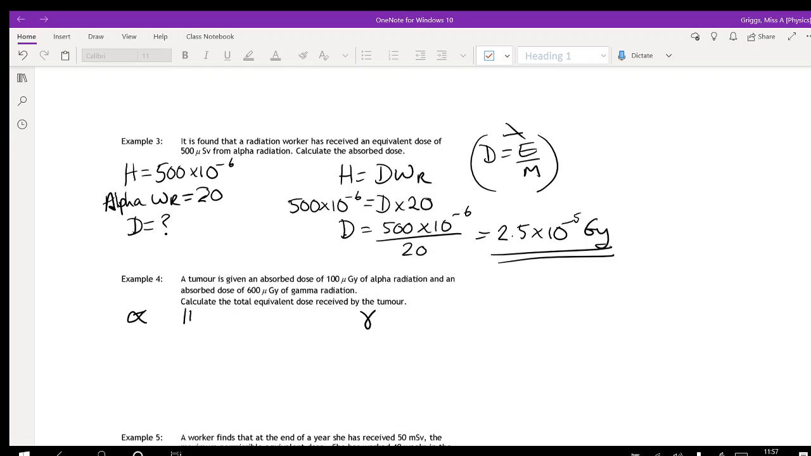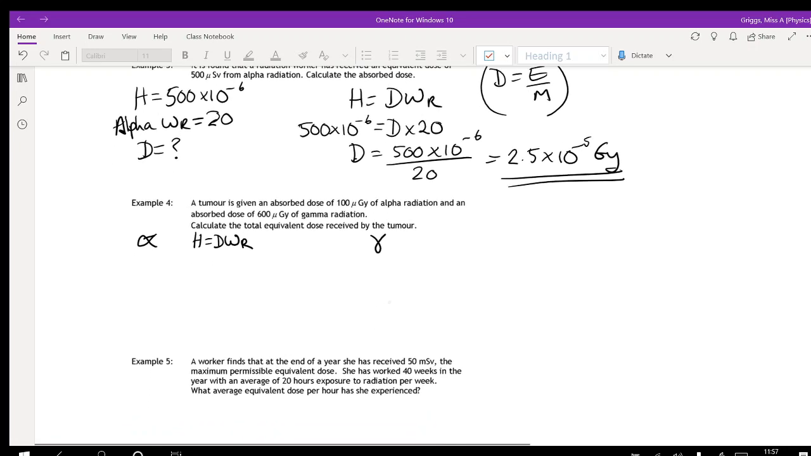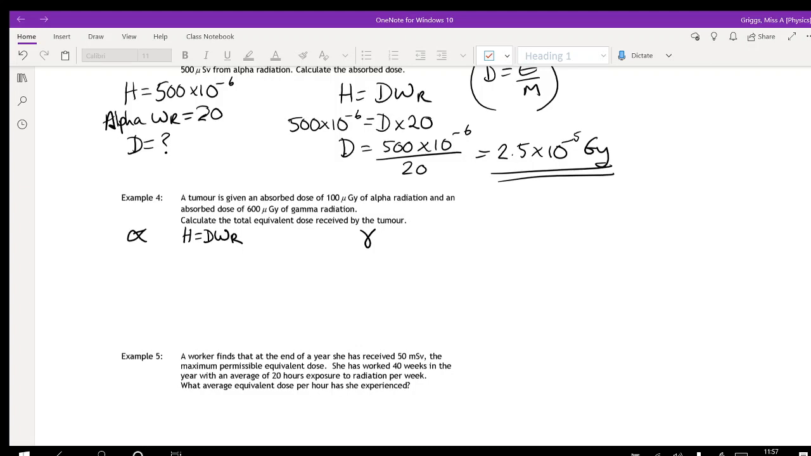So the equivalent dose is the absorbed dose times by the radiation weighting factor. So the absorbed dose of alpha is 100 microgray, so remember 100 times 10 to the minus 6, times by the radiation weighting factor of alpha, which is 20. So that comes to 2 times 10 to the minus 3 sieverts.